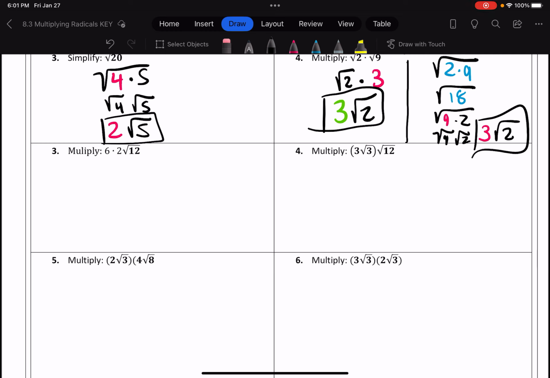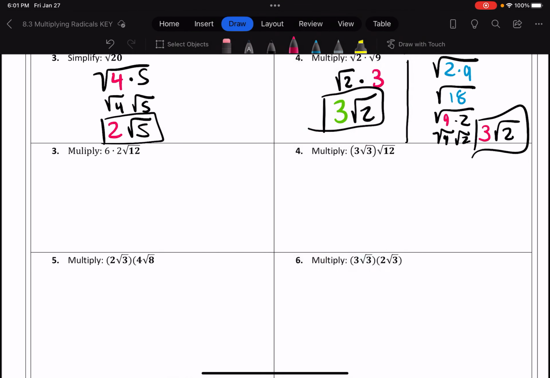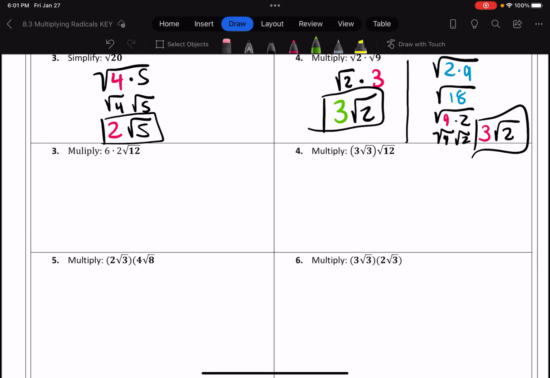Now for number 3, it says 6 times 2 times the square root of 12. First step is to multiply our like values. So in this case, that first term is just an integer, and it's a rational number, so I can say 6 times 2. So I'm multiplying the coefficient by the rational number, and I'm still going to have the square root of 12. 6 times 2 is going to give me 12, multiplied by the square root of 12.